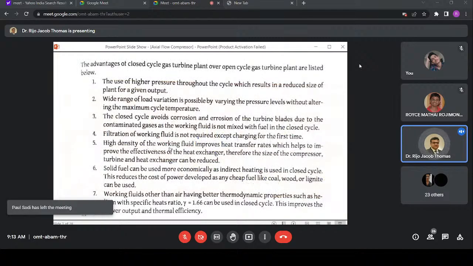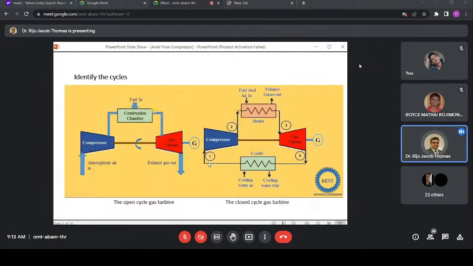High density working fluid improves heat transfer, helps to improve the effectiveness of the heat exchanger. The size of the compressor and turbine actually can be reduced. Here you need to select some fluid such that combustion will happen, so basically having oxygen is important in this case. But in closed cycle, you don't have such requirements. You can go for a denser fluid because it is not getting burned. So any fluid will work.